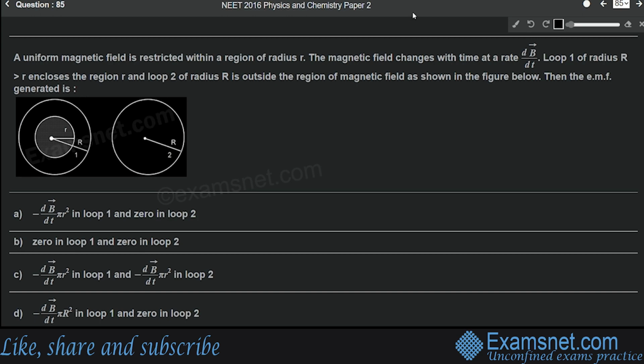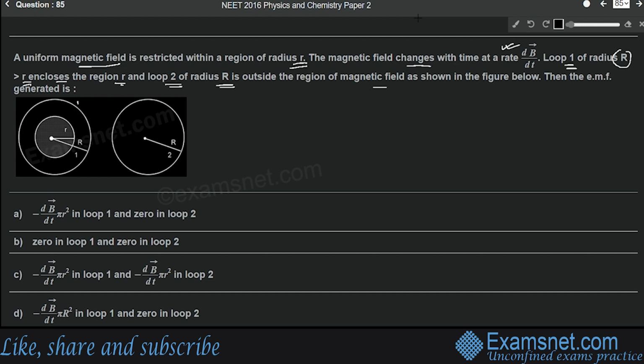Question number 85 is from the chapter Electromagnetic Induction, and the question is, a uniform magnetic field is restricted within a region of radius small r. The magnetic field changes with time at a rate dB/dt. Loop 1 of radius capital R, that is greater than small r, encloses the region r, and loop 2 of radius R is outside the region of magnetic field as shown in the figure below. Then the EMF generated is?